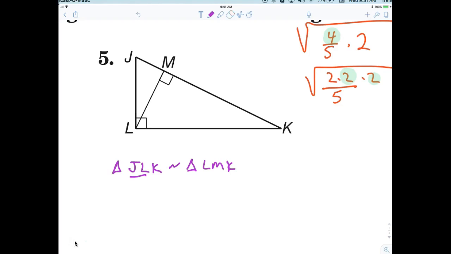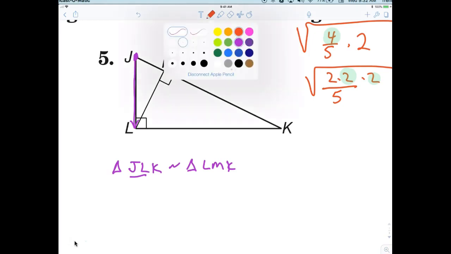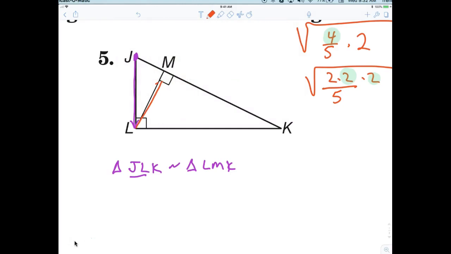I said JL, right? So I have to go from J down to L and going down to the right angle. You with me? So I'm either going to the right angle or going away from the right angle. So I'm going towards the right angle. So if I'm going towards the right angle, it would be going this direction. Okay, I understand. You with me? Now that was the middle triangle.